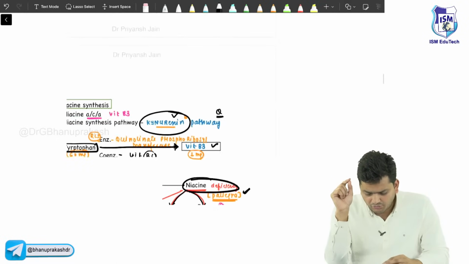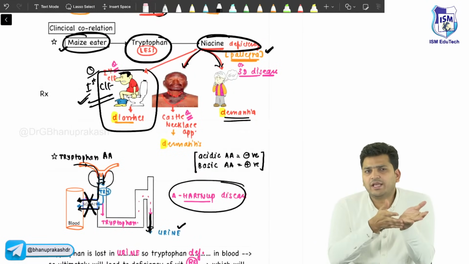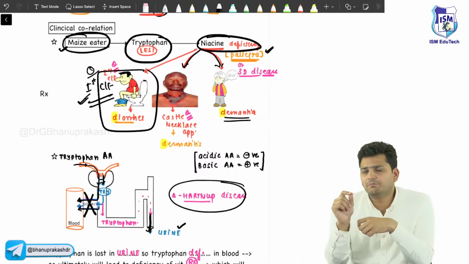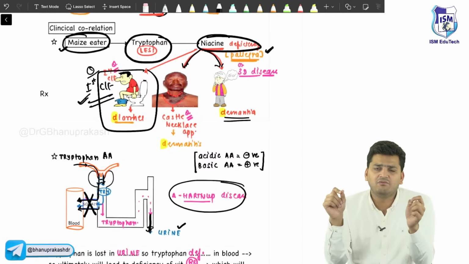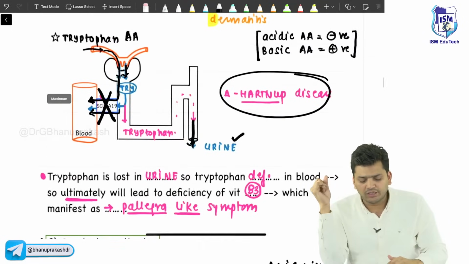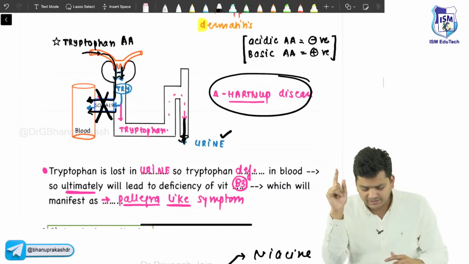Then we have discussed about pellagra, right? Tryptophan converts into niacin. If the tryptophan is not there, the niacin will not be made. The first symptom of pellagra is going to be diarrhea, followed by dermatitis, followed by dementia. If the tryptophan is getting lost in the urine, it's called Hartnup disease.